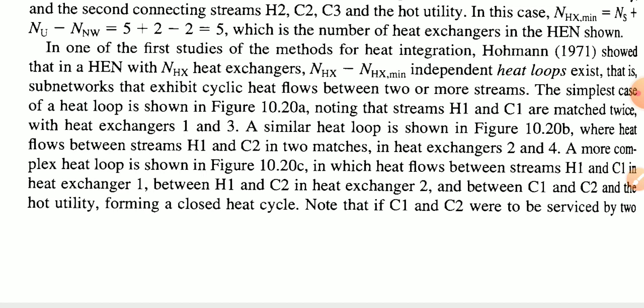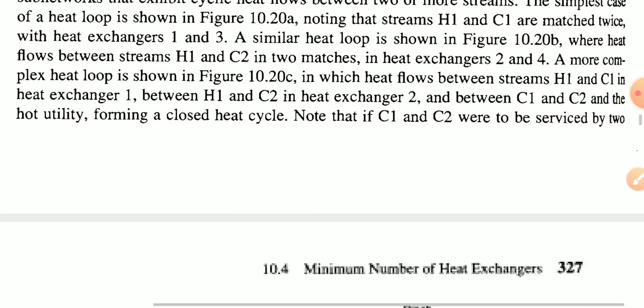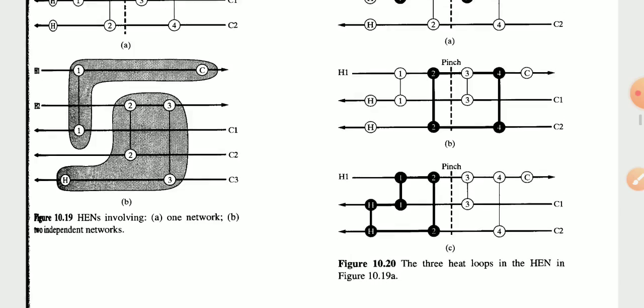In heat exchanger 2 or 4, a more complex heat loop is shown in figure 10.20c, in which heat flows between the streams H1 and C1 in the heat exchanger loops. Okay, between H1 and C2 in heat exchanger 2, and between C1 and C2 and the hot utility, forming a closed heat cycle. Note that if C1 and C2 were to be serviced by two methods, discussion part is there.